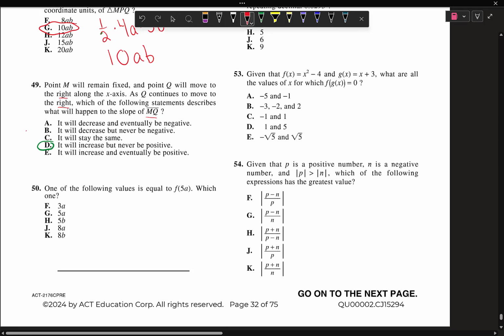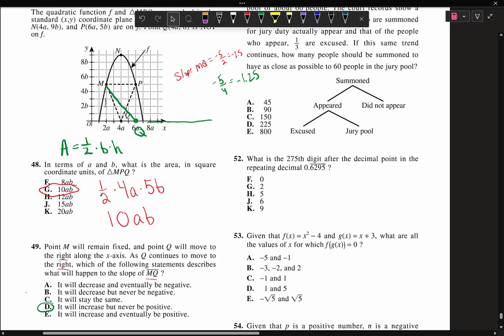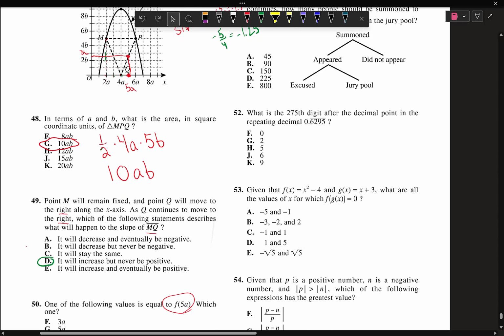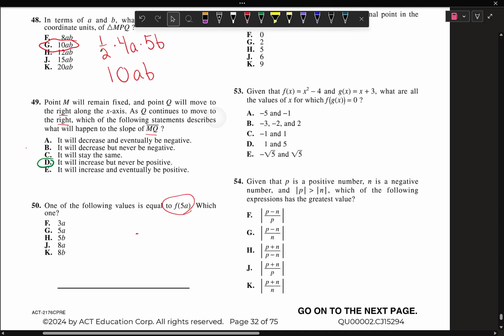And then finally, number 50, one of the following values is equal to f of 5a. Which one? All right, so we want to figure out, okay, what is this function equal to when x is 5a? Well, here's 5a right here. So if we go up, we can see it intersects with this triangle here at this point, which if we look on the y-axis, that looks like it's halfway in between 2b and 3b. So that's 2.5b. If you look at the choices, I don't see 2.5b.